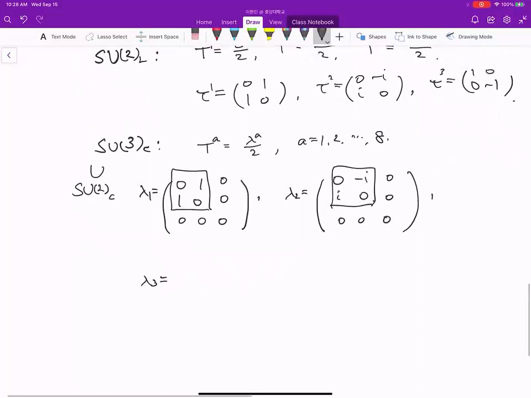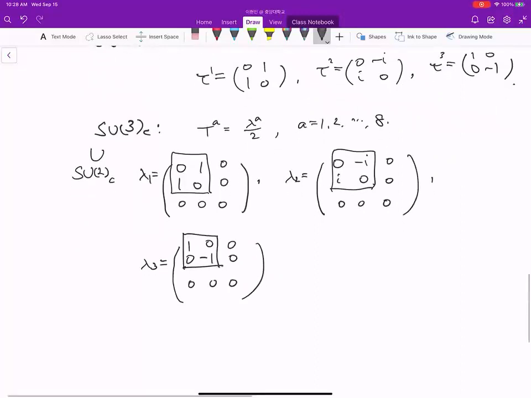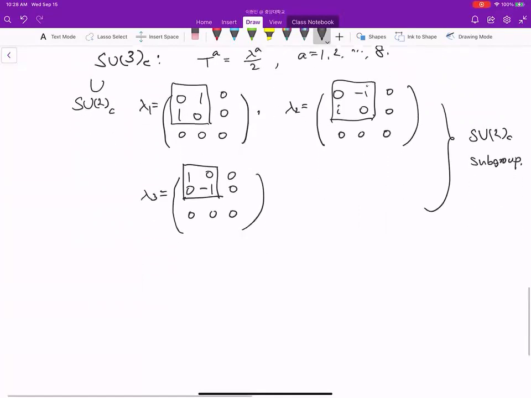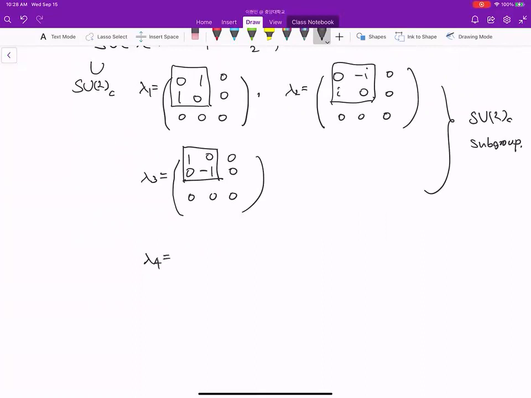So lambda 3, you can guess: 1, -1, 0, 0. Right, this one. So those are the SU2 color subgroup. If you rotate quarks by these three of them, then you can define the SU2 color subgroup. There are more than that, right? And then there's lambda 4, with entries 1 in the 1,3 positions, and lambda 5, with I and minus I.